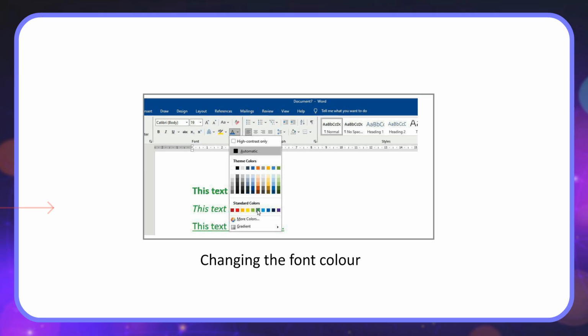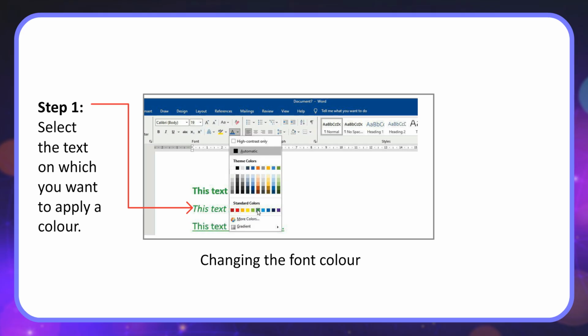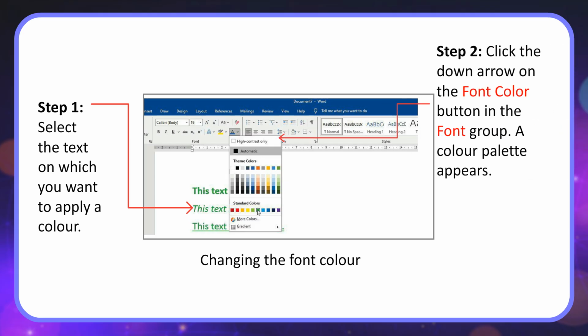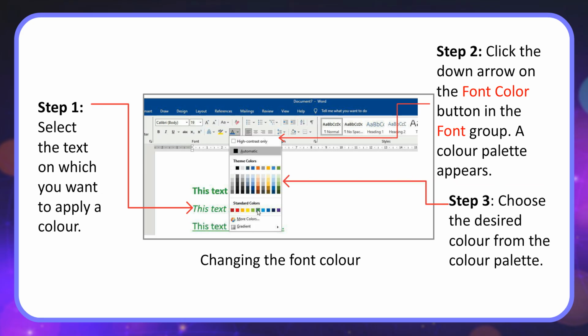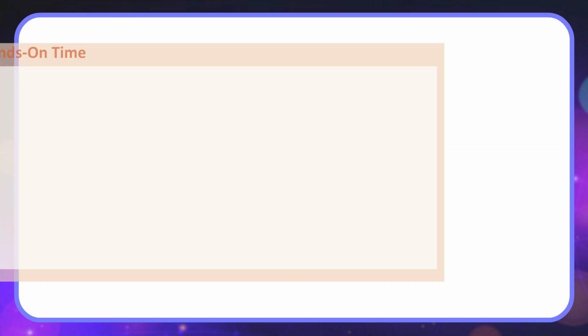Changing the font color. Step 1. Select the text on which you want to apply a color. Step 2. Click the down arrow on the font color button in the font group. A color palette appears. Step 3. Choose the desired color from the color palette.